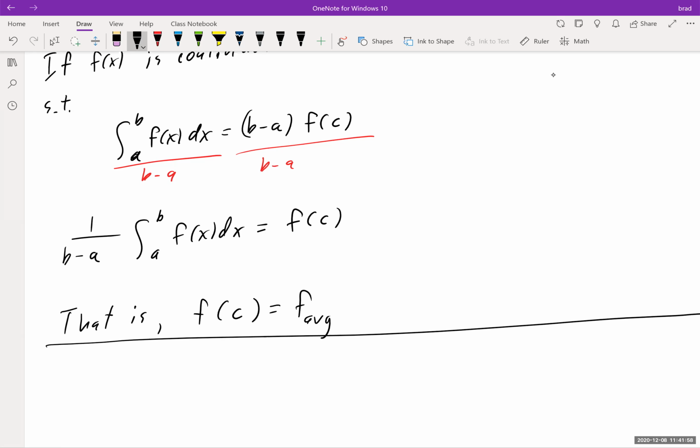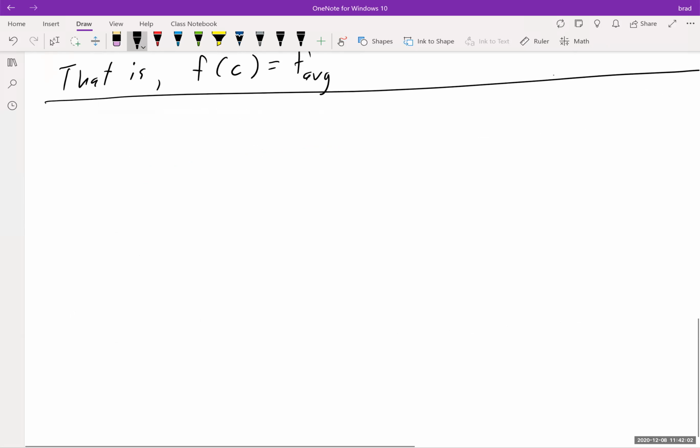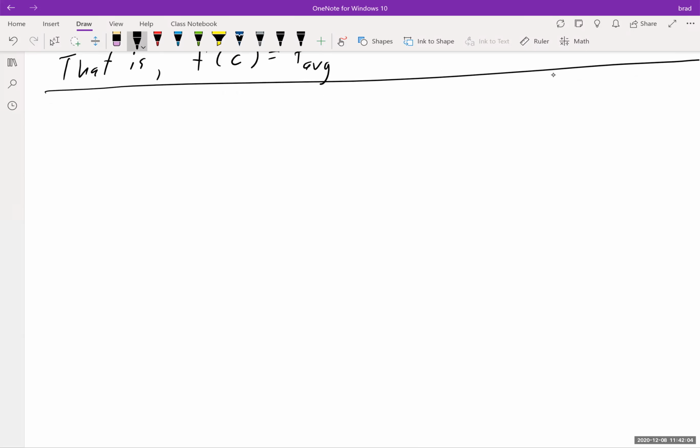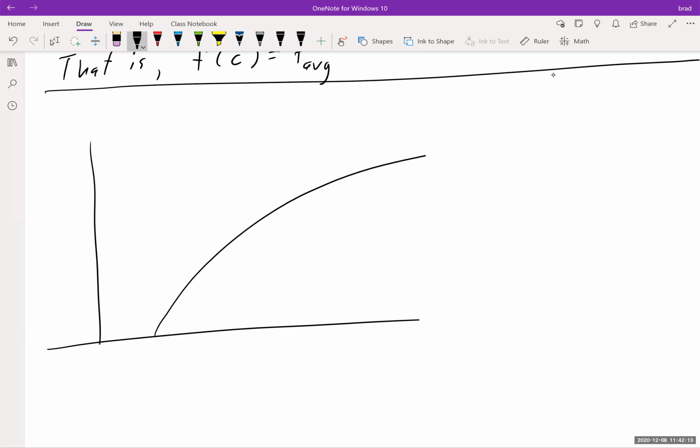So we're going to look at what this means geometrically. Geometrically, what this is saying is that let's suppose you have some curve. I'm just going to draw some curve like this, maybe a little bit steeper than that. Say we have some curve like that, and we're going to go from A, and let's call this B where it ends.